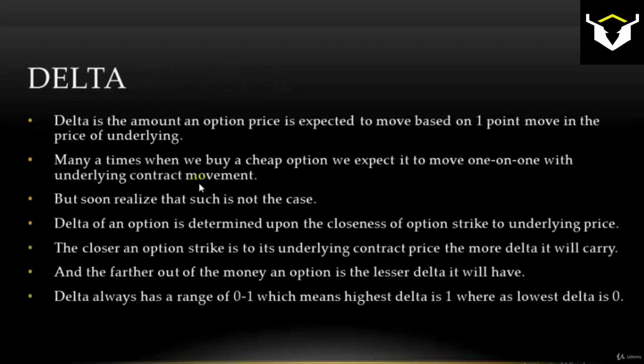The first Greek is delta. Delta is the amount an option price is expected to move based on a 1 point move in the price of the underlying. If you have ever noticed the movement of an option price, you might have noticed that options at different strike prices move with a different speed compared to the underlying contract.